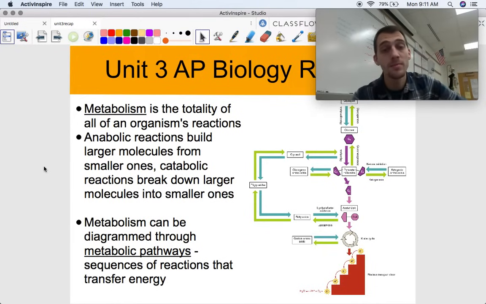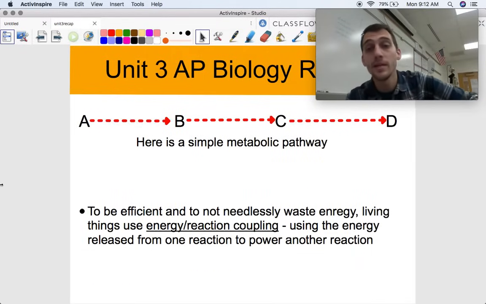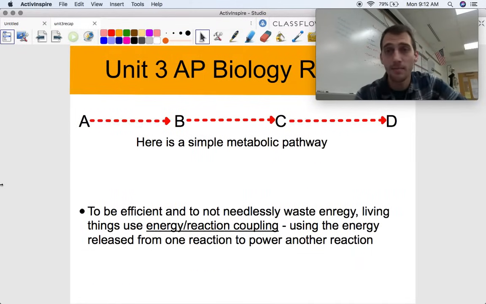And metabolism can be diagrammed from metabolic pathways, sequences of reactions that transfer energy. So how is this energy conversation going into the reaction conversation? Well, I'll show you right now. Here's a simple metabolic pathway. This is the same thing I did in my other video. Let's just say molecule A is converted to molecule B, which is converted to molecule C, and molecule C is converted to molecule D.